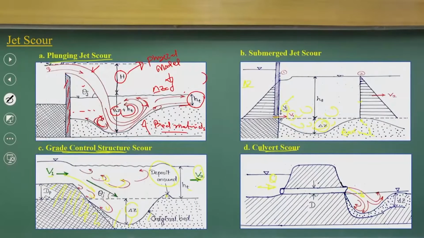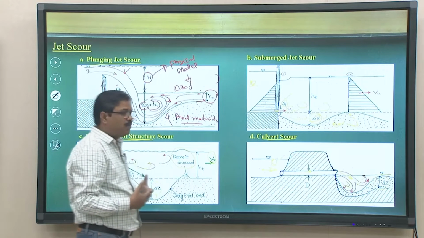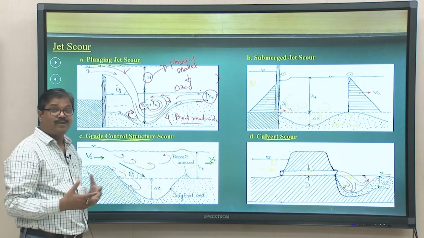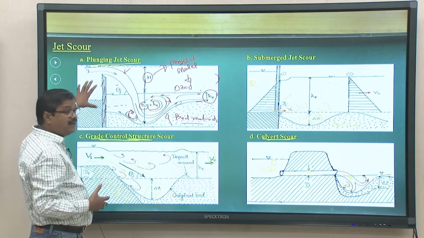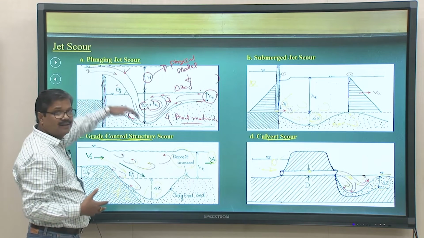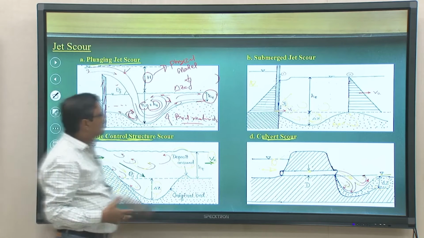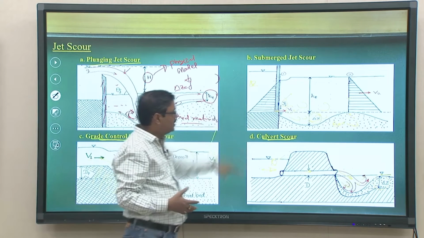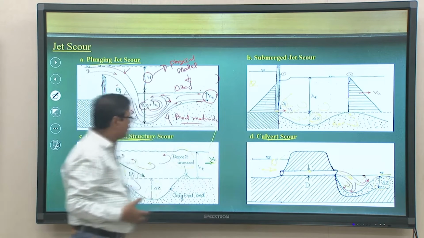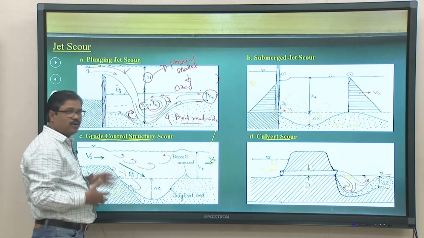If you look at these culvert scours, they depend upon the diameters, the discharge and the flow patterns. Delta z is the scour depth, and you have the flow. So, in summary I can say that jet scour happens in the case of a plunging jet, that means you are plunging into the tailwater, or it can be a submerged jet scour, a culvert scour, or a grade control structure.